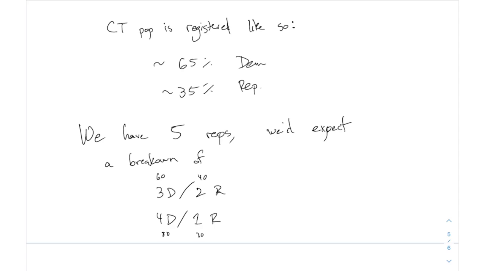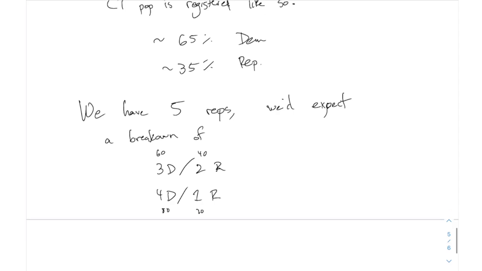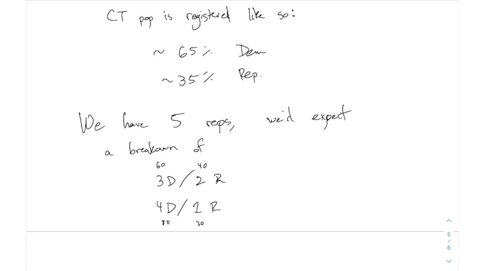This would seem a little unfair if you gave us 4 Democrats, because that would be 80% of the representatives, but only 65% of the state population is Democrats. But if you went to 3 and 2, that would be 60-40, which is a little bit favorable to the Republicans, although you might say that's as close as you can get, right? You have to break it down some way. Anybody happen to know what the breakdown is in reality?